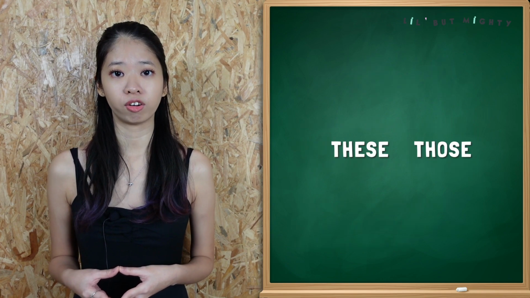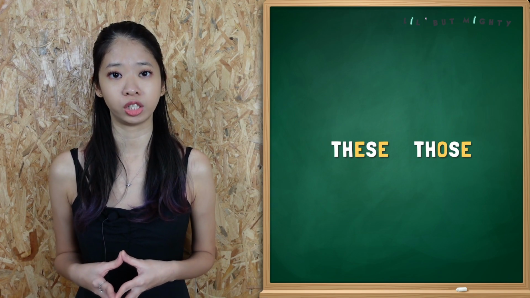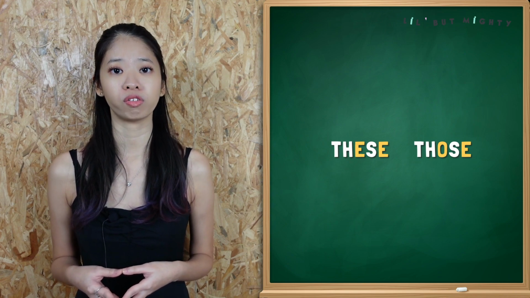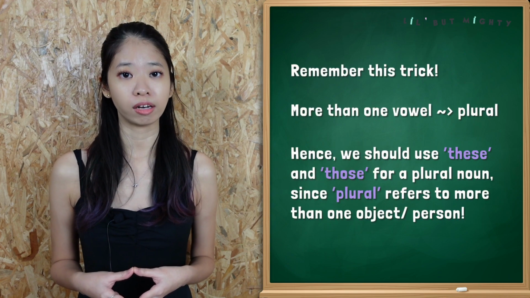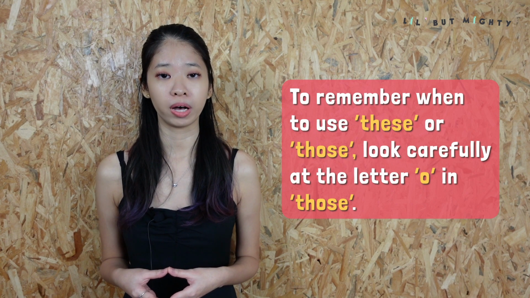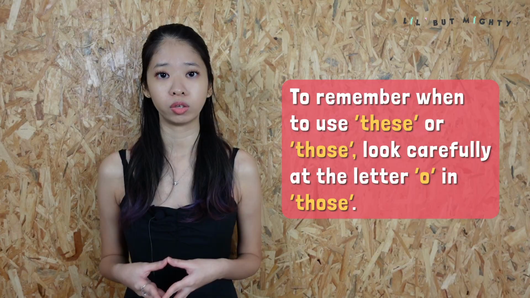If we look at the vowels between these and those, there are two vowels found in each word. This means that these and those are to be used for plural nouns. Plural nouns usually mean that there is more than one object or person. In this instance, to remember when to use these or those, look at the letter O in those.